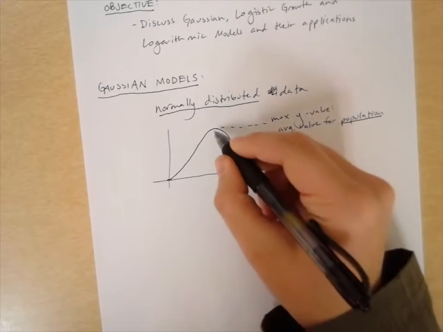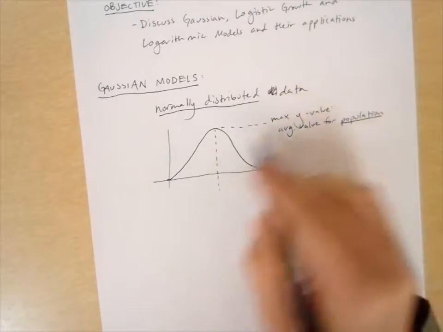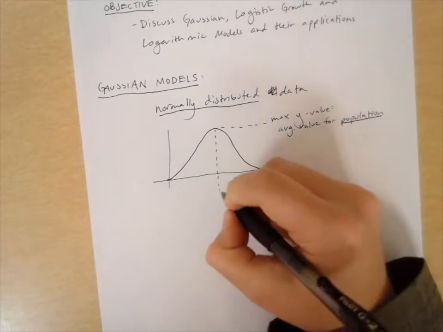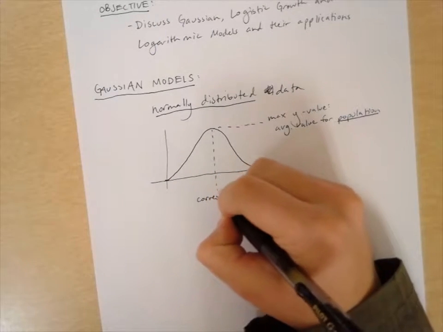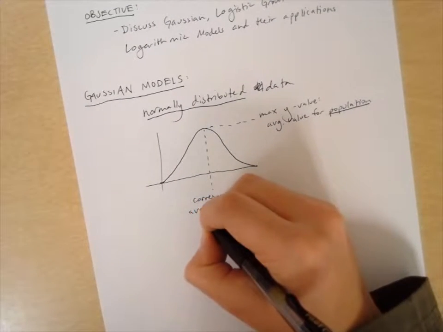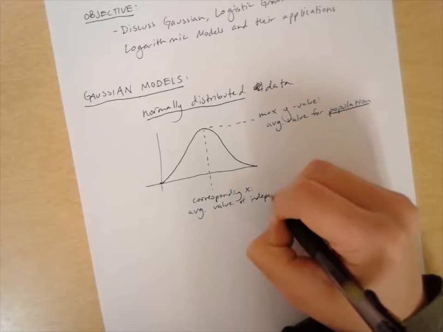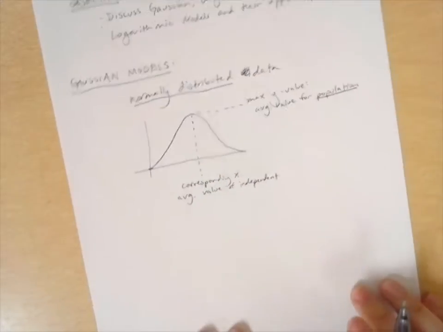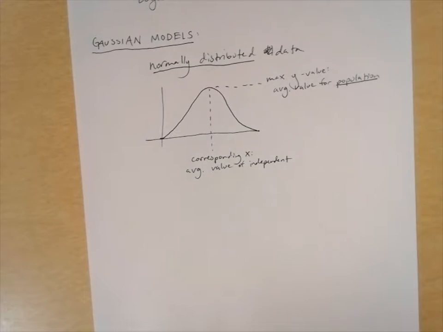And you should know also that the corresponding x value with our max value is going to be the average value of the independent variable. So we can just say the corresponding x is the average value of the independent variable. Okay. So we're going to use this general knowledge to help us with our problem.